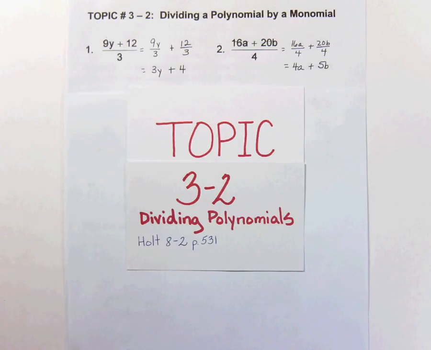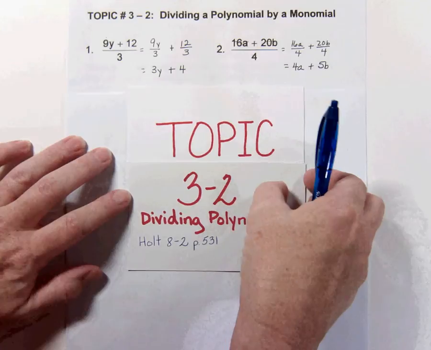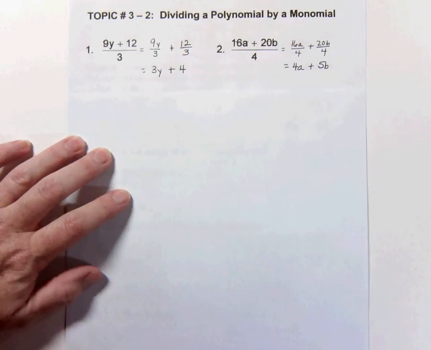Topic 3-2, dividing a polynomial by a monomial. This can be referenced in our Holt textbook, Chapter 8, Section 2 on page 531. This topic we're dealing with finding, first off, what would be divided by both.